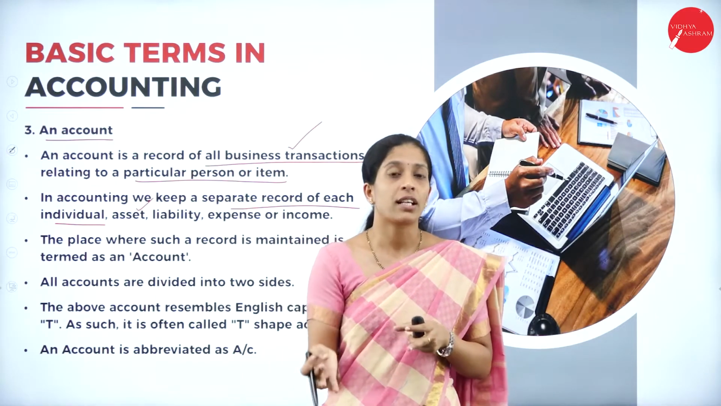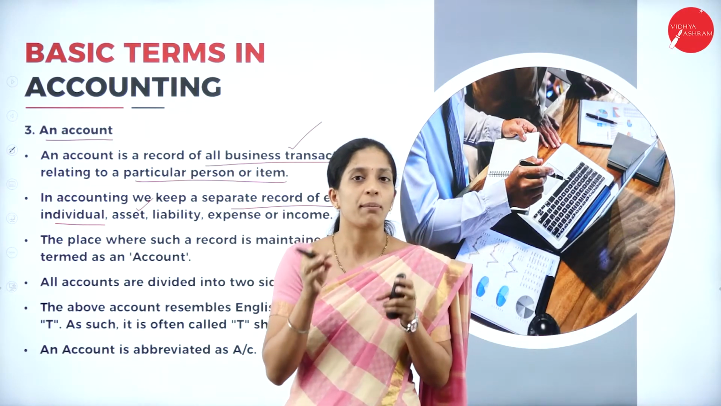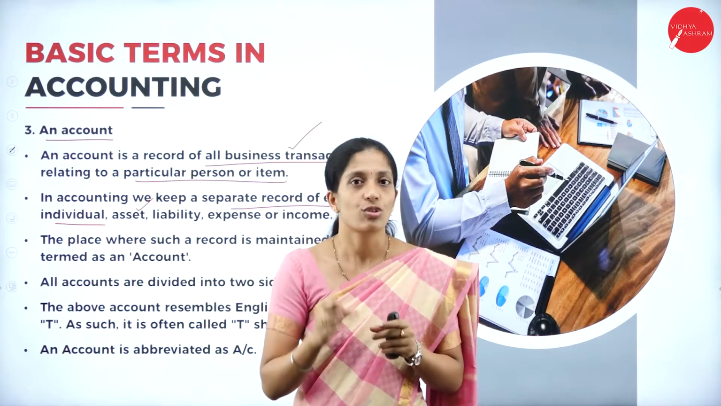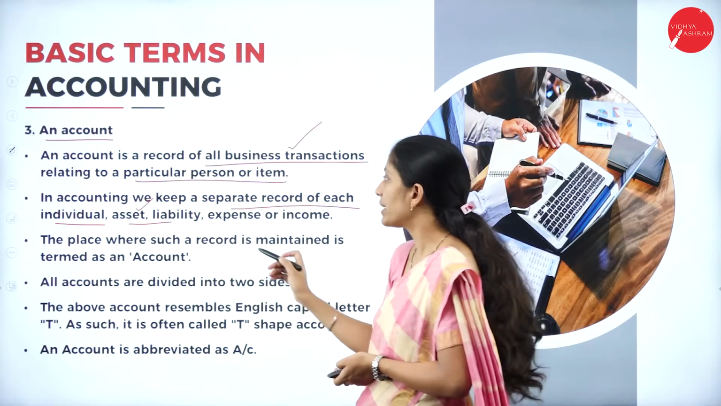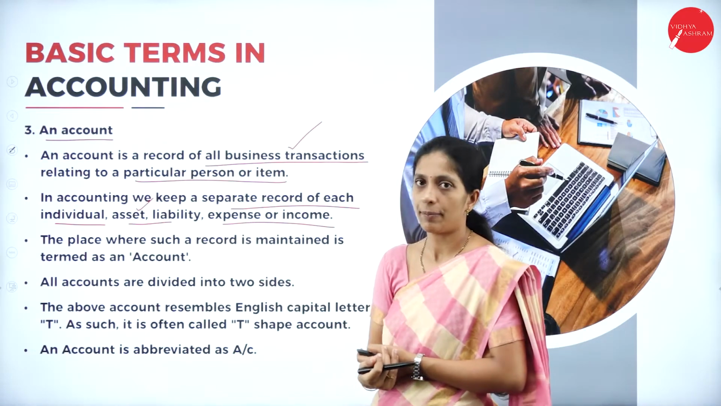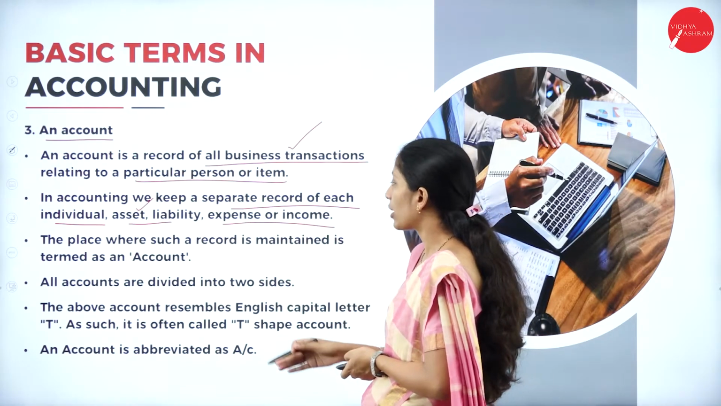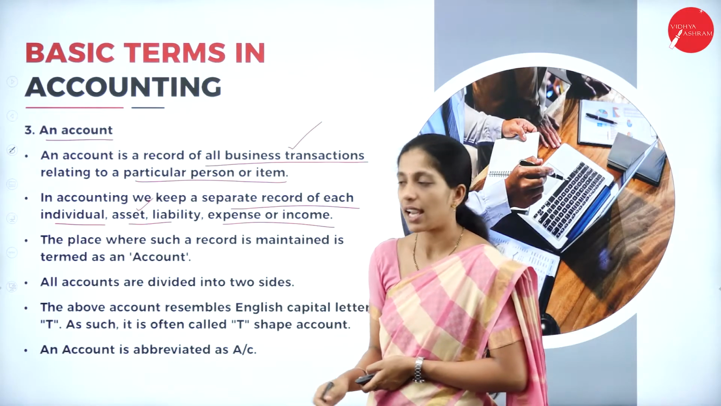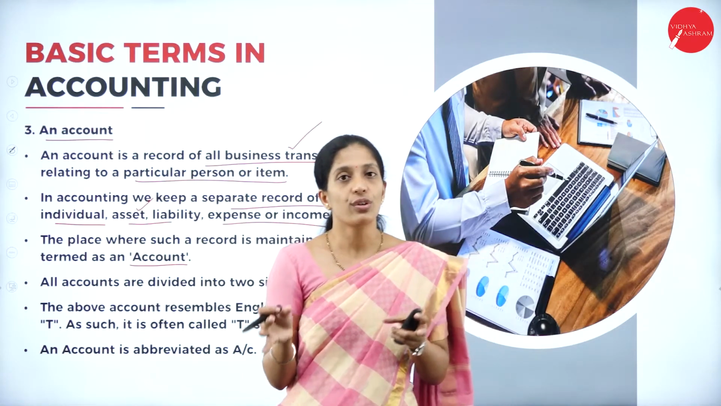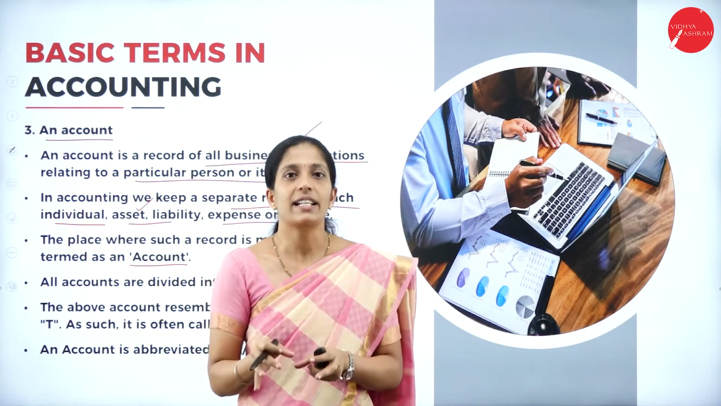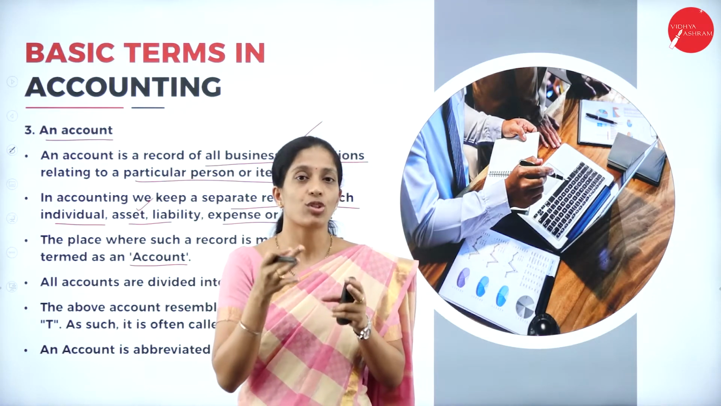So, depending upon the nature, we are going to classify them into a particular place, that is known as what? Account. It may be relating to asset, liability, expenses or income. The place where such a record is maintained is termed as account.